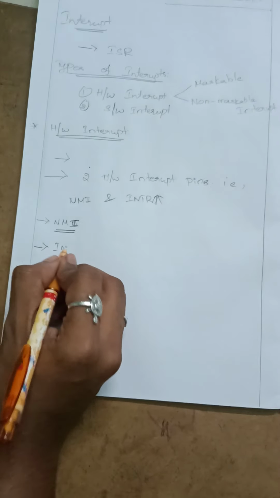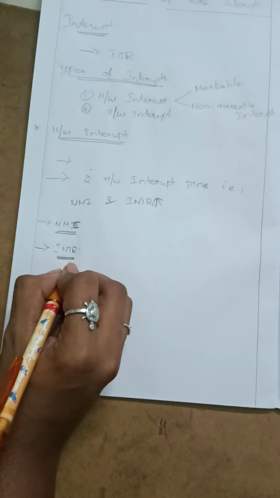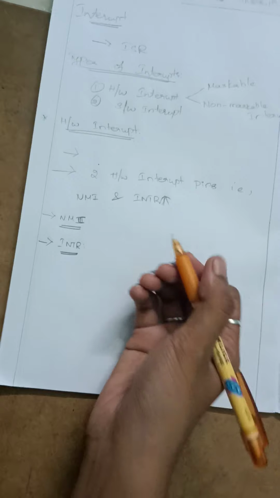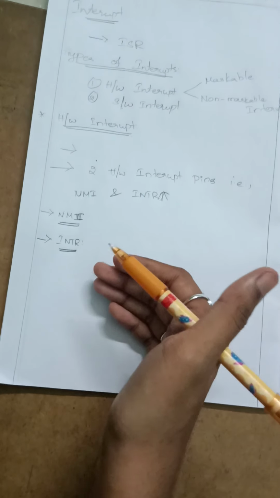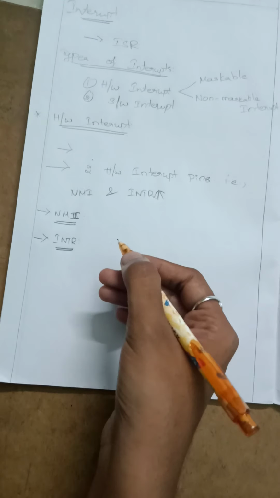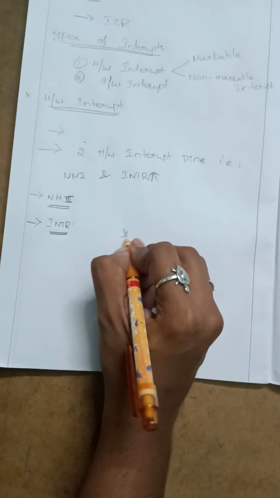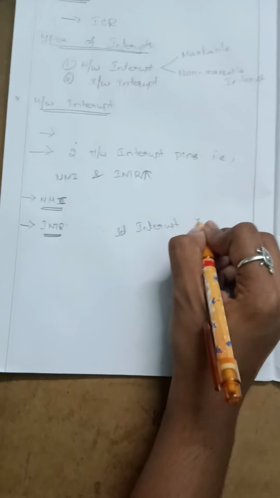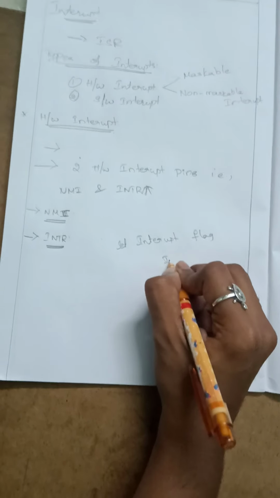Next, INTR. It is a maskable interrupt because the microprocessor will be interrupted only if the interrupts are enabled using the set interrupt flag instruction.